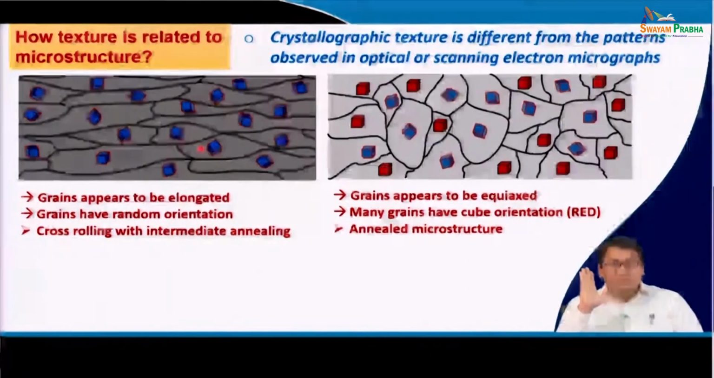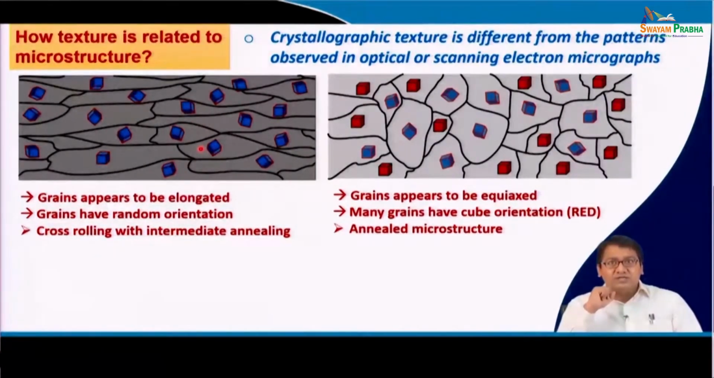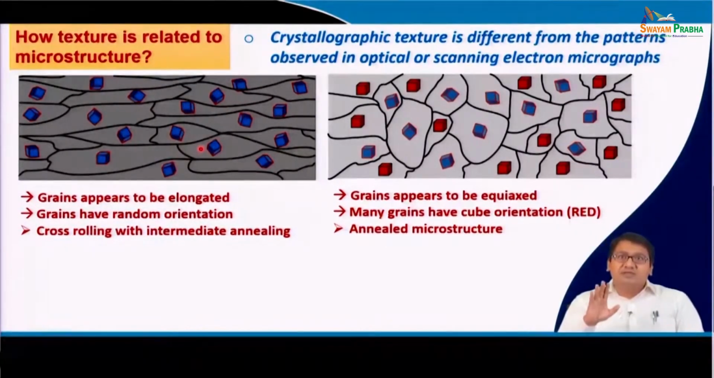From that elongation we might conclude that, as all the grains are elongated in a certain direction, the orientations of all of these grains will also be similar or the same, and therefore we may conclude that this is a textured material. But let me tell you that elongated grains do not mean that the material is textured.